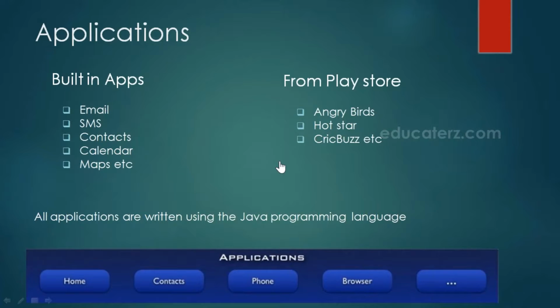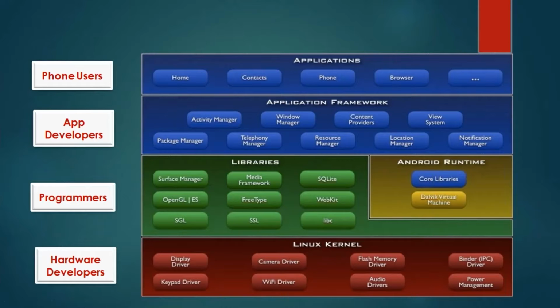Now let's have a look at the overall architecture and where the individual people belong in the Android architecture. The hardware developers, the device manufacturers, belong to the Linux kernel. Above this we have two layers where app developers and programmers belong, and the top layer is where the phone users, the end users, enjoy applications.